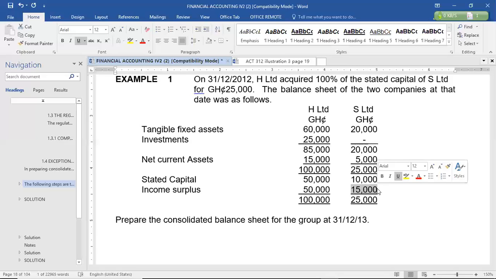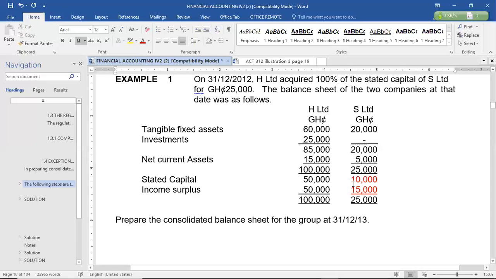of S, in accounting, we said capital plus surplus should be equal to what? Net asset. So now, for us to know the value of S, so that we will now tell H that, okay, this is how much my business is worth, so come and pay me this, we must look out for the capital of S, those I marked in red, and the income surplus of S. So when we add these two, we will get 25,000. Is that right?